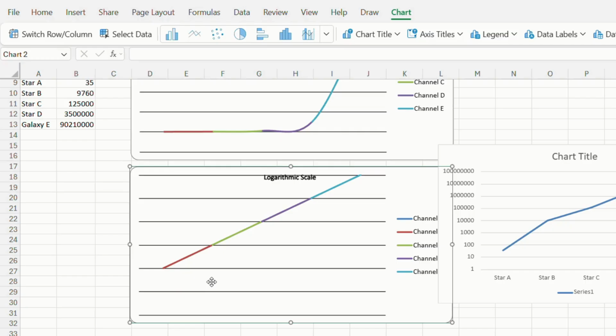So I hope you understand the concept of log scale versus normal chart, when we can use the normal chart, and when we can use the log chart. Always remember, if your dataset has larger values or even smaller values, then you can use the log scale chart. And if the values have small increments, increase or decrease, then you can use the normal chart.